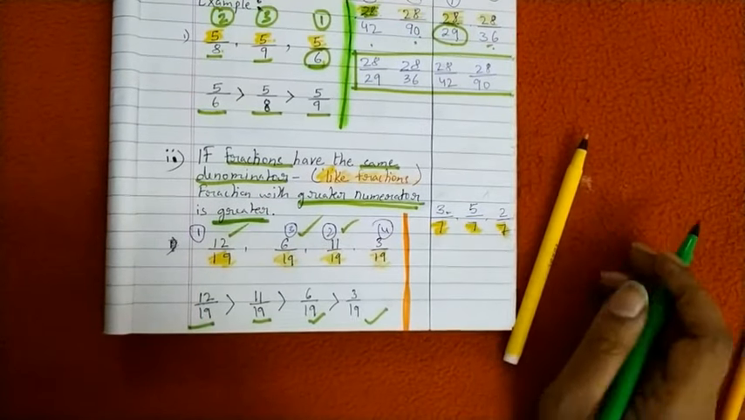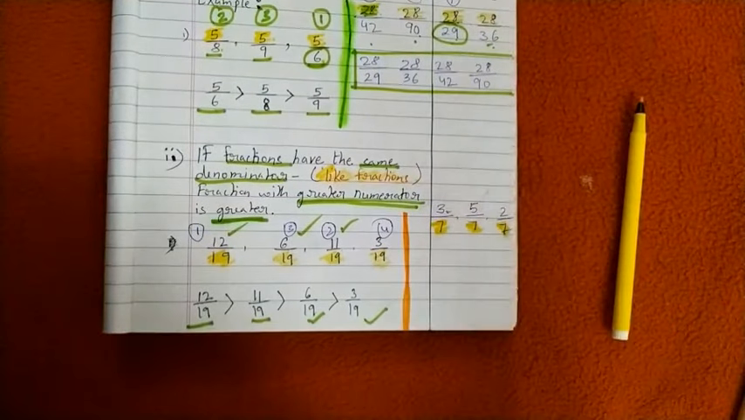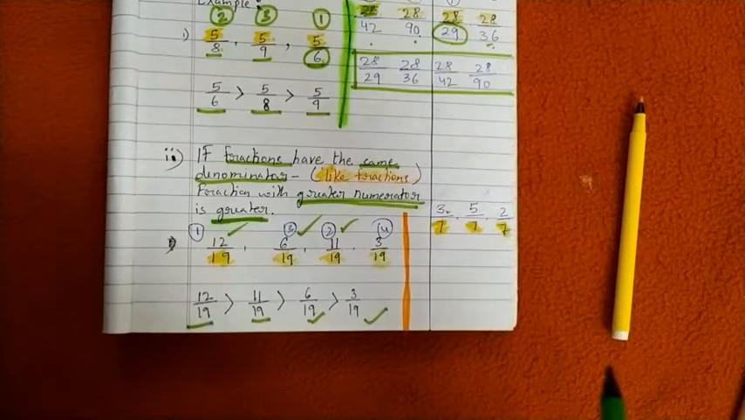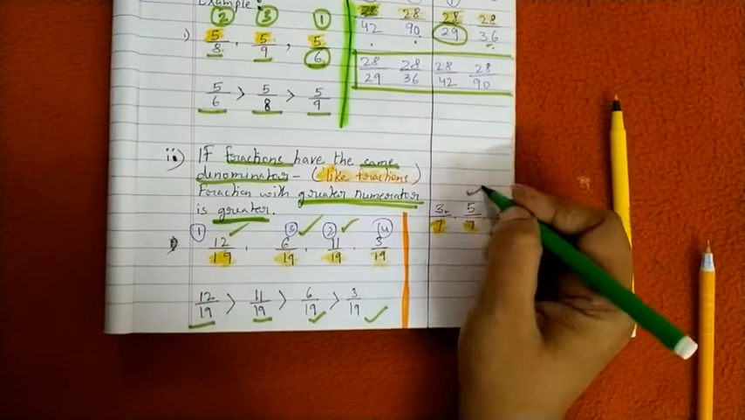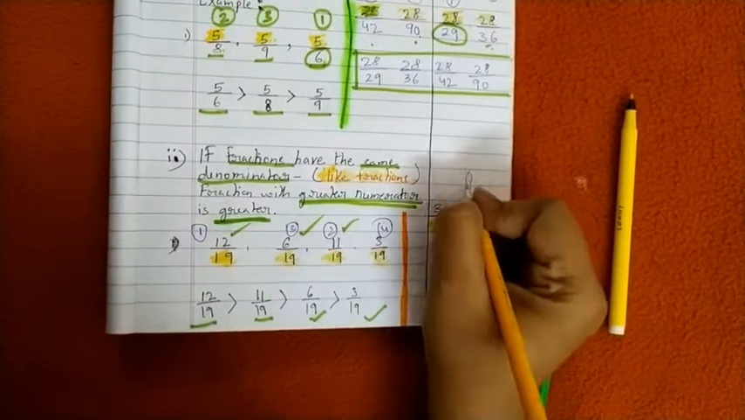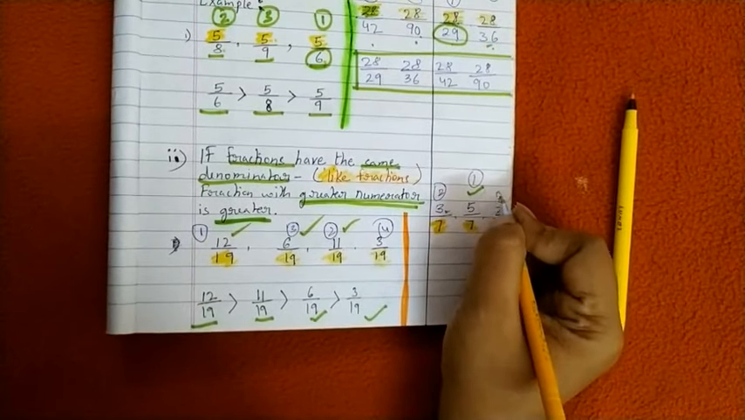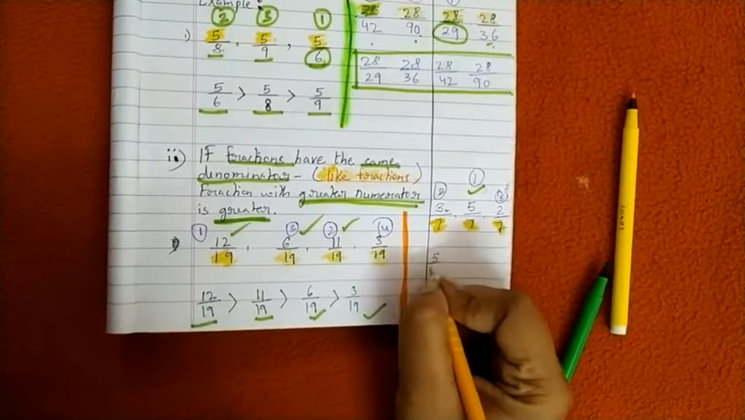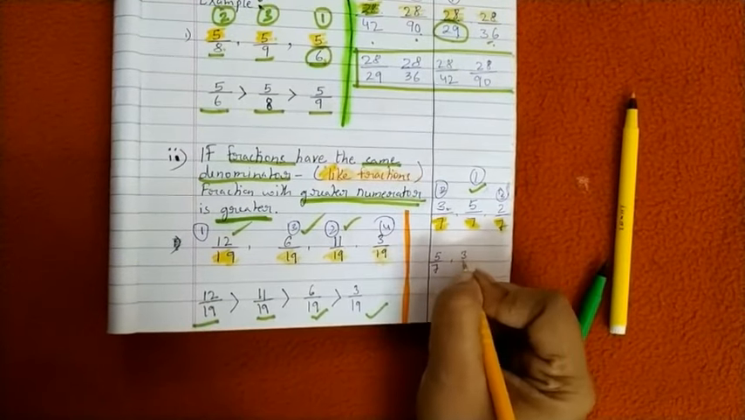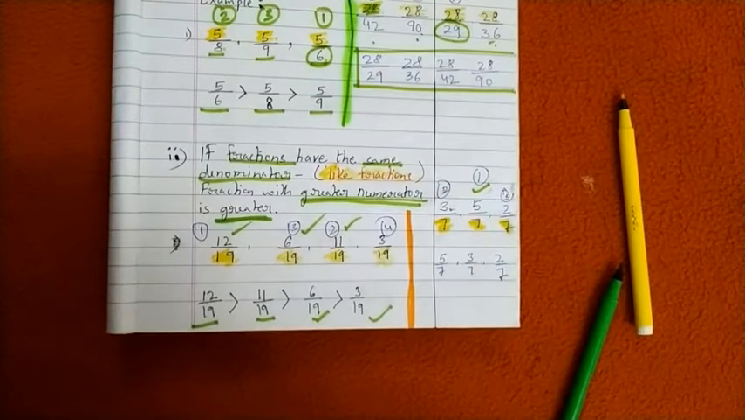So what you have to check? You have to check numerator. Numerator which is having highest value will be the highest fraction. So here which is having highest value? 5. So this is 1. 3 upon 7 will be 2 and this will be 3. So how we are going to arrange? 5 upon 7, 3 upon 7 and 2 upon 7. Is it clear, children?